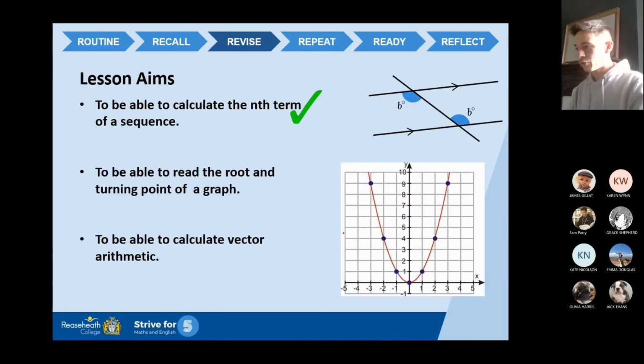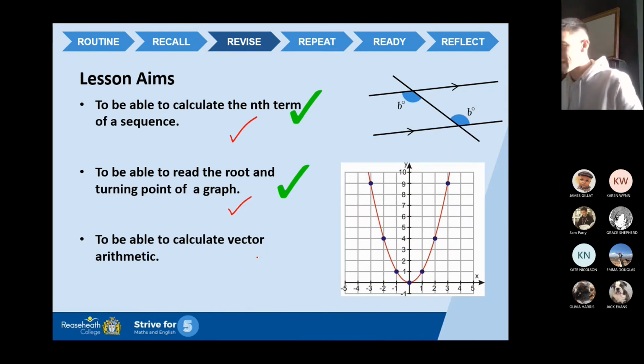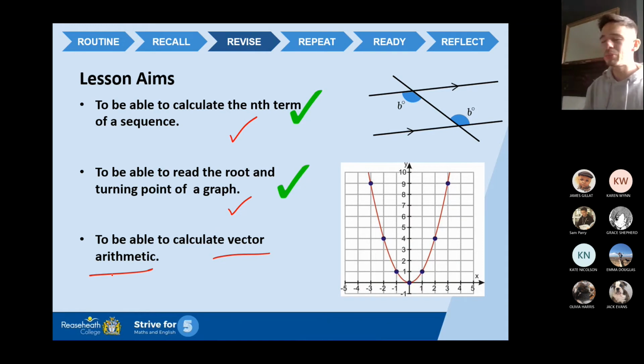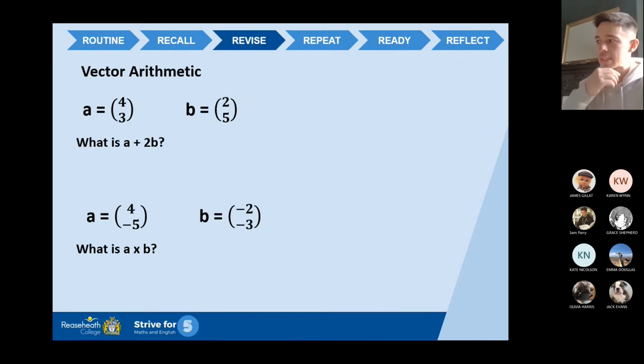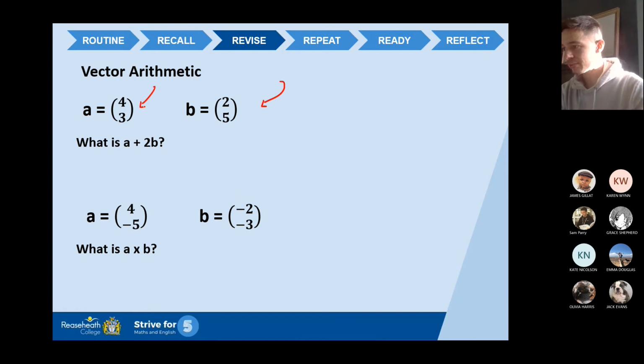Right, look at that. We've covered nth term sequences. We've looked at roots and turning points. We're now going to look at vector arithmetic. This is something we covered a long time ago, actually. I remember doing this with you guys a couple of weeks ago, maybe even a month or two ago. So basically, these are vectors. They're in brackets, and they basically give you instructions to move a shape. But vector arithmetic isn't actually about moving a shape around. It's about dealing with the numbers inside of the brackets. Okay, so let's start with question one here.